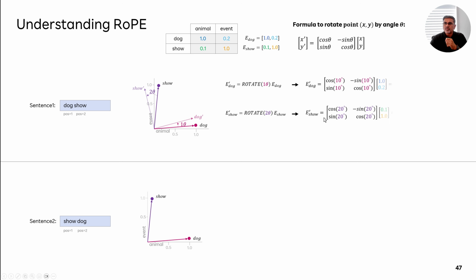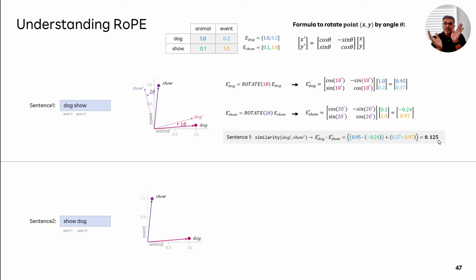So if you apply the standard formula, the embedding for dog is now moved by 10 degrees, 1 theta angle, and from 1.0 and 0.2, it becomes 0.95 and 0.37. And the embedding for show is modified by moving it by 20 degrees because it's at position 2, 2 times 10, and it goes from 0.1, 1.0 to minus 0.24 and 0.97. Now let's measure using the modified embedding matrix. I get 0.125. Again, this is nothing but taking a dot product or cosine similarity between dog and show. Now let's go to the next sentence, which is show dog.